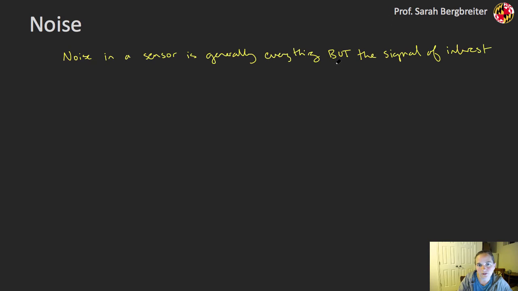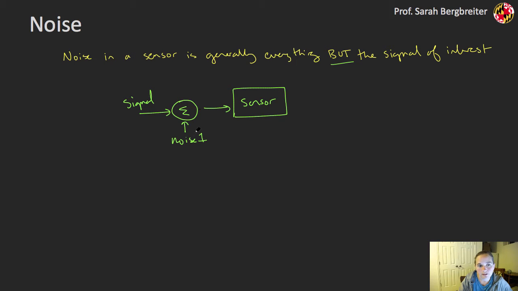Noise in a sensor is generally everything but the signal of interest. Now, there are various ways that noise can be introduced to your sensed signal. If I have a sensor defined by this box, and I have my signal of interest, and that could be a force, it could be a pressure, it could be whatever I'm trying to measure, a temperature, acceleration, etc. One place that noise can come into the circuit is right here, and I'm going to call that noise source 1, and I'll define that a little more completely later.